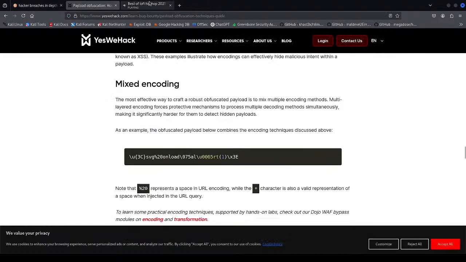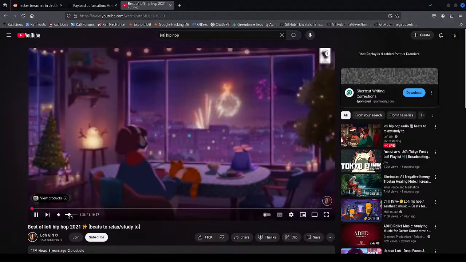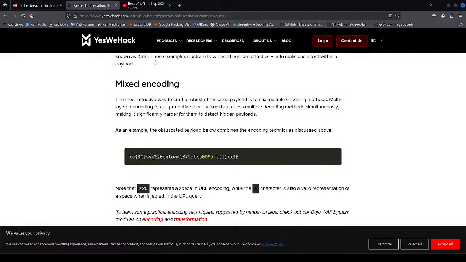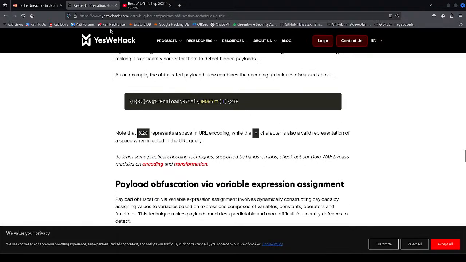So I was talking about payload obfuscation. Mixed encoding: the most effective way to craft robust, sophisticated payloads is to mix multiple encoding methods. Multi-layered encoding forces protection mechanisms to perform multiple decoding methods, simultaneously making it significantly harder to detect payloads. As an example, the sophisticated payload below combines the encoding techniques discussed above.